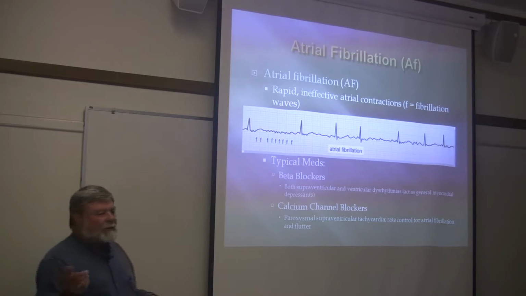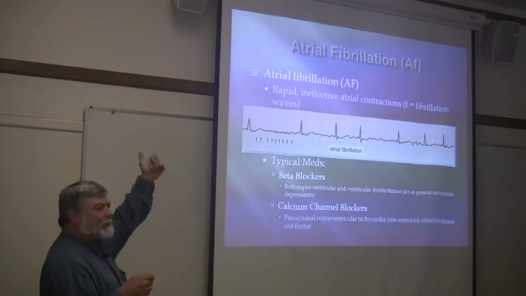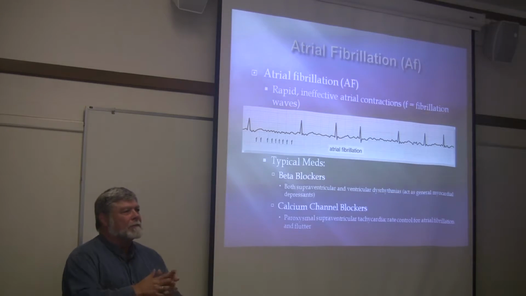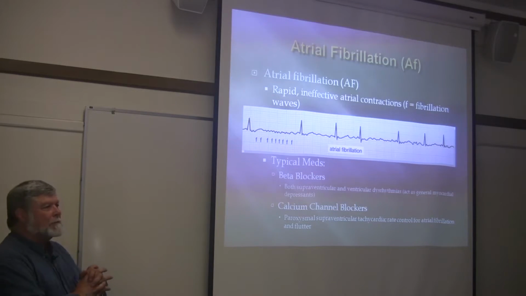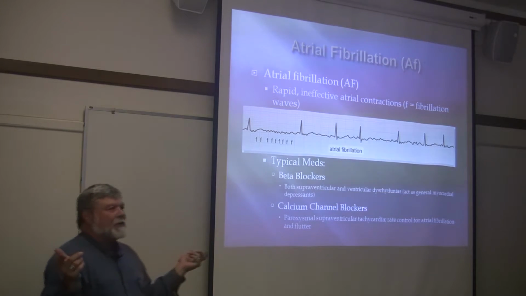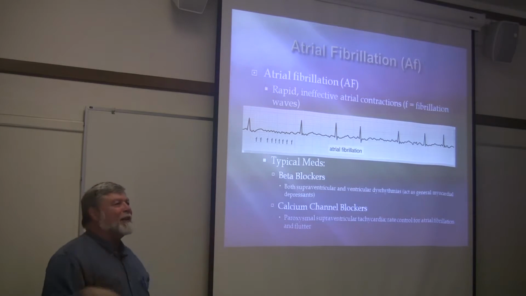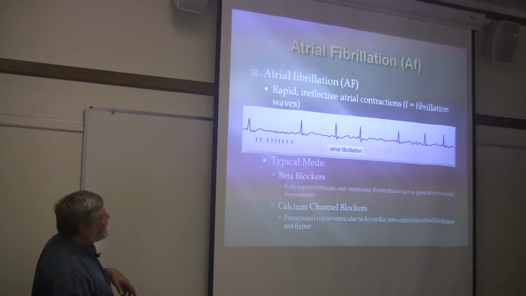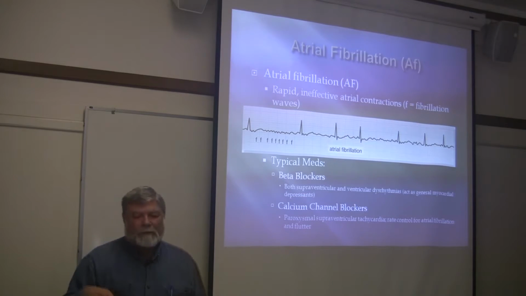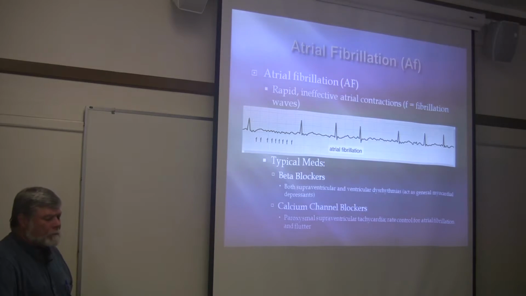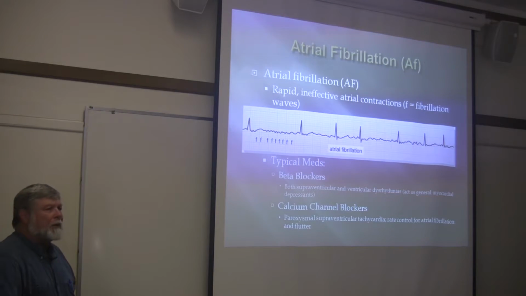AFib. So when you look at this, how is this different from the previous slide? Yeah, there's no P waves. It's really just jello jiggling, and that's kind of what the atria are doing. So they are no longer effectively pumping. What do the atria contribute in terms of cardiac output?